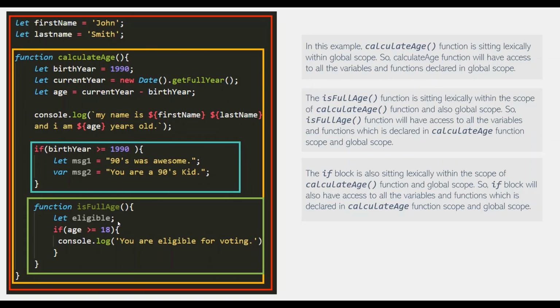Alright, so this is all about what a scope is, what the different types of scope we have in JavaScript are, and what lexical scoping is. Now, because of this lexical scoping, a scope chain gets created in the execution context of each function. And in the next lecture, we will learn how this scope chain is created internally inside an execution context.